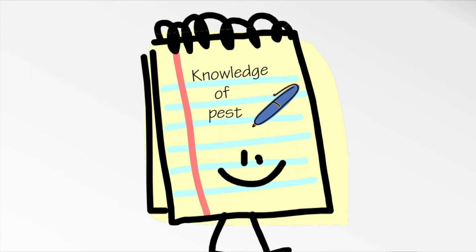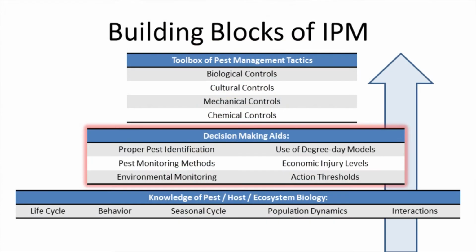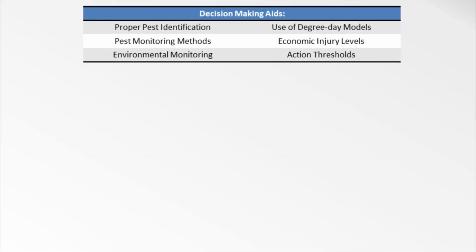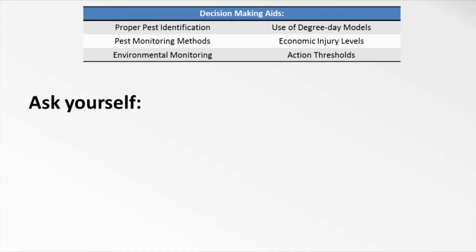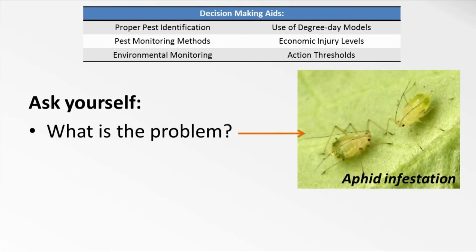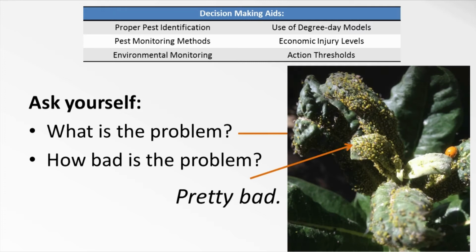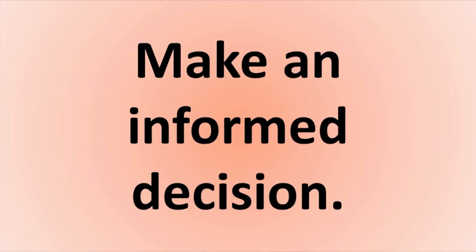Once you know as much as you can about the pest, you can use that information to make an informed decision. The central section of our IPM pyramid describes the decision-making tools that form the core of integrated pest management. These aids will help you link your knowledge of the pest with the priorities and special needs of your situation, and then choose the methods of control that are most appropriate.